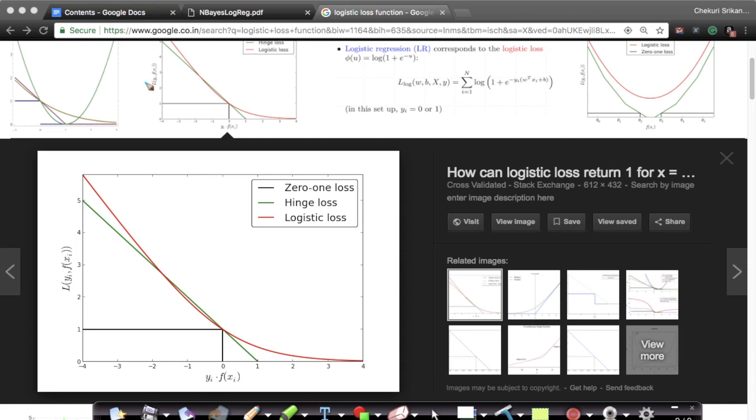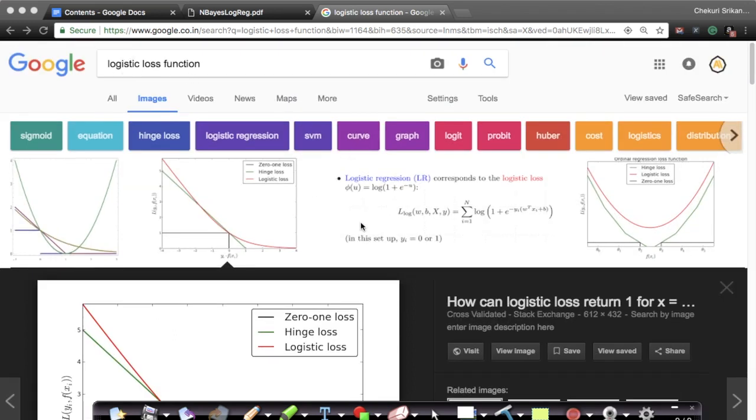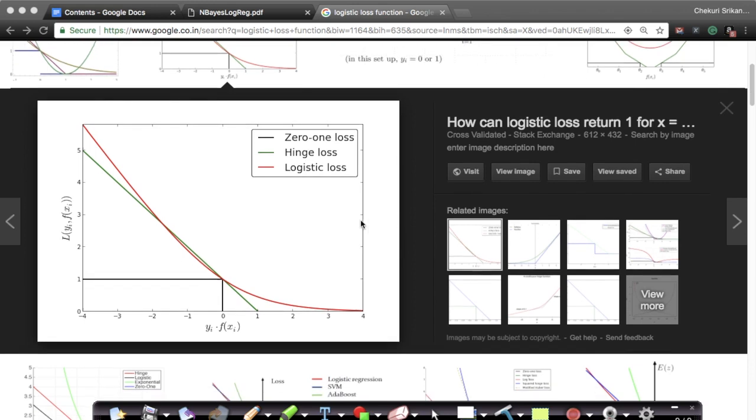I just Google searched for logistic loss on Google Images, and this is what I got. Whenever I'm not sure, I just search for it. I got this link from Stack Exchange, a very nice link, so let me explain what it means. This is your yi f of xi on the x-axis, which means this is your zi. Your loss function, often written as capital L, is on the y-axis, given yi and f of xi. And f of xi in logistic regression is nothing but w transpose xi.